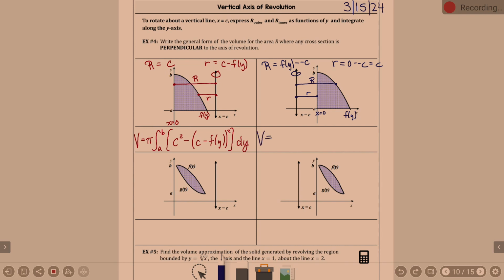Volume equals pi times the integral from a to b of f of y minus negative c, or plus c, quantity squared, minus c squared, times dy.